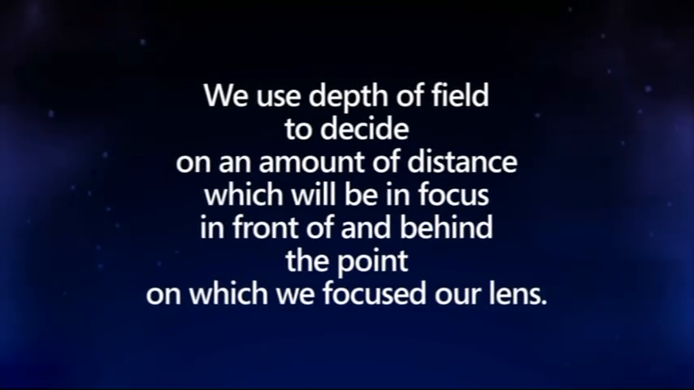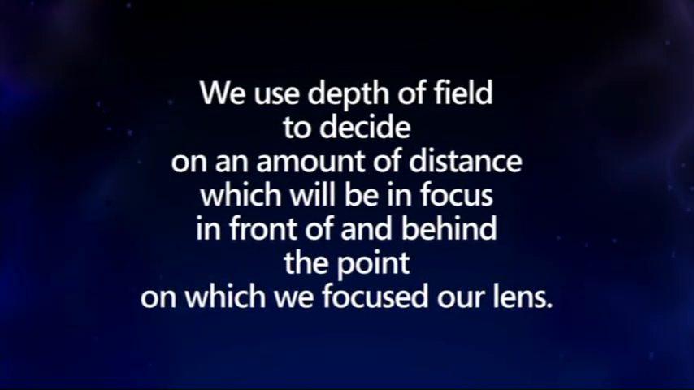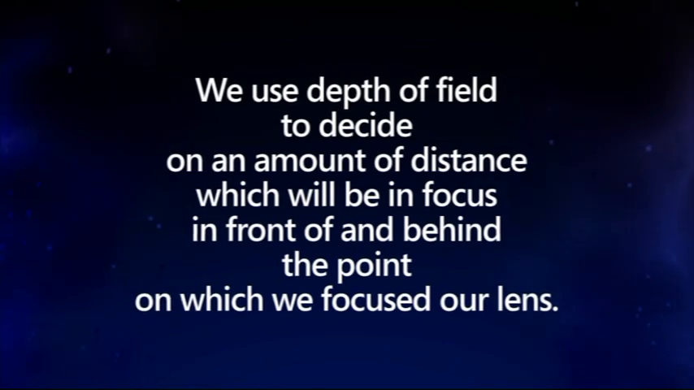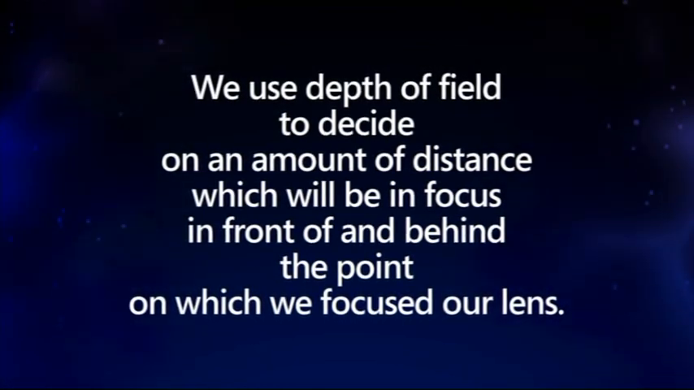We use depth of field to decide on an amount of distance which will be in focus in front of and behind the point on which we focused our lens. This means that if there is, let's say, a background that we don't like, then by using a shallow depth of field we will be able to blur it out, or if we like it, make it look sharp by stretching the depth of field. A picture with a great depth of field will look like all the elements in it are in focus, while a picture with a shallow depth of field will have just a few or one element in focus and the rest will be blurred out.